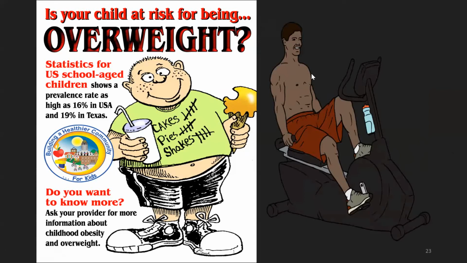Is your child at risk of being overweight? Statistics for US school age children show a prevalence rate as high as 16% in the US and 19% in Texas. Do you want to know more? If you want more information about obesity, talk to your doctor.